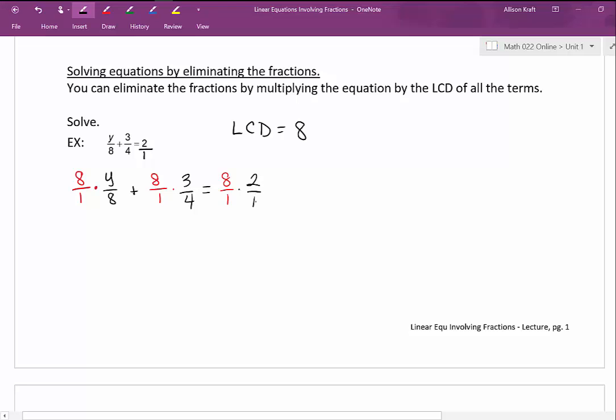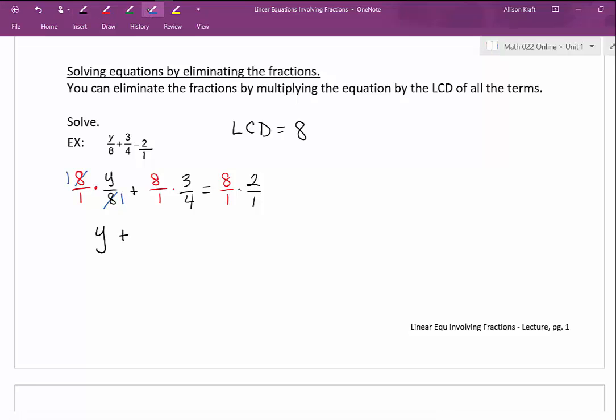The whole point of multiplying by the least common denominator is to eliminate all of the denominators. We want to simplify first. Since we're performing multiplication, we can do that. We want to simplify all the denominators to be 1s. So notice 8 and 8 are both divisible by 8. So 8 goes in there 1 time. 8 goes in here 1 time. Multiplying straight across, that's going to give me 1y over 1, which is simply y.